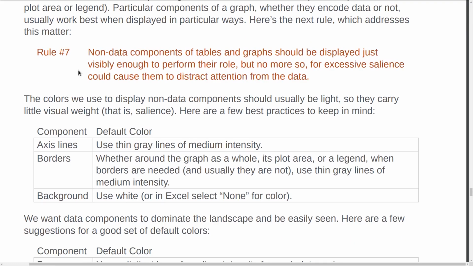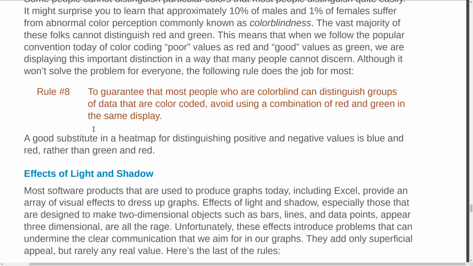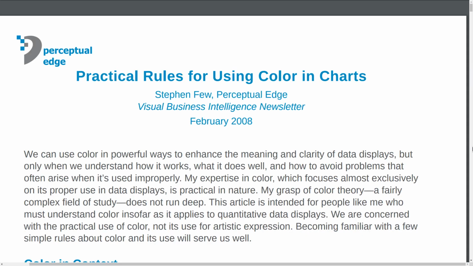Rule number 7. Non-data components of tables and graphs should be displayed just visibly enough to perform their role, but not more so, because excessive salience could cause them to distract attention from the data. And this is why it's nice to use, say, a gray color for the tick marks. And rule number 8, to guarantee that most people who are colorblind can distinguish groups of data that are color-coded, avoid using a combination of red and green in the same display. A lot of people are red-green colorblind. So that's an overview of practical rules for using color in charts by Stephen Few.